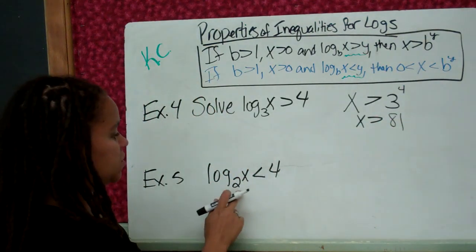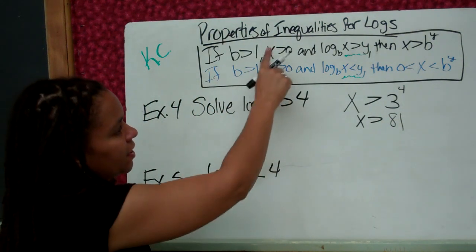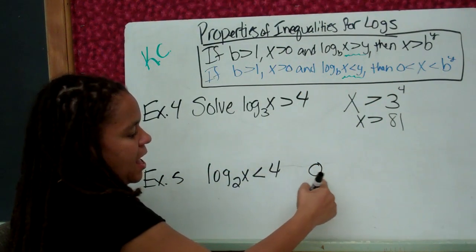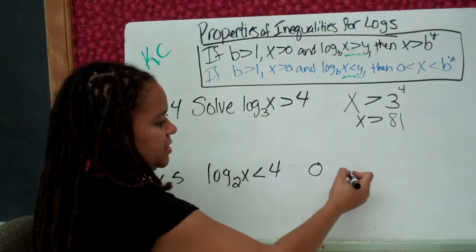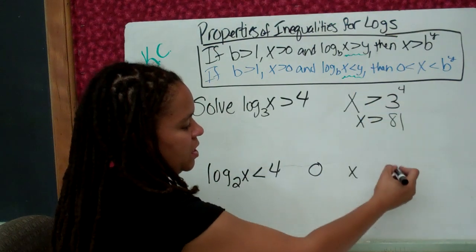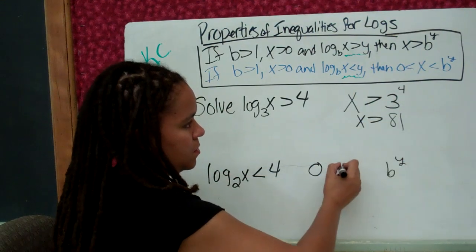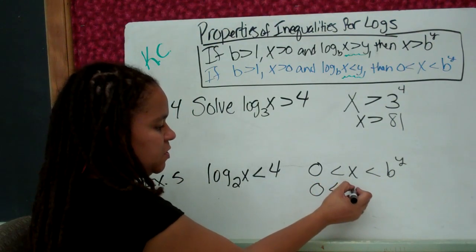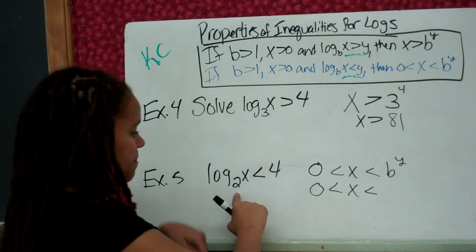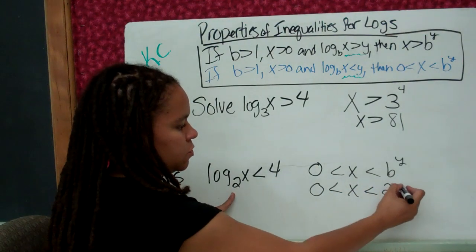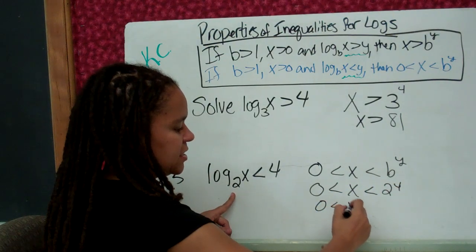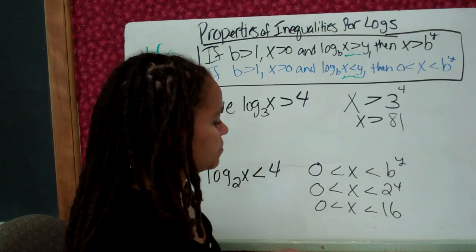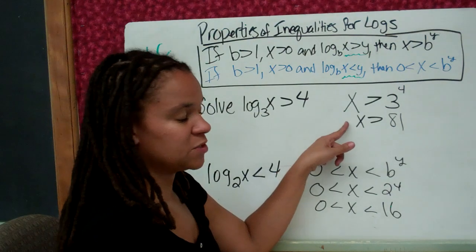The next one: log base 2 of x is less than 4. I can see that I have less than, so that means my x must be between 0 and b to the y. So x is between 0 and 2 to the 4th, so x is between 0 and 16. This would be my answer here.